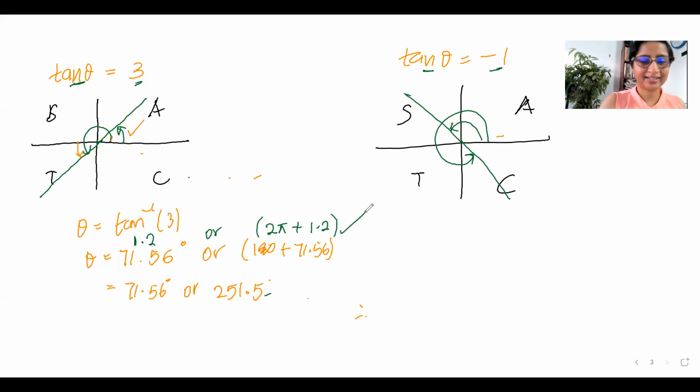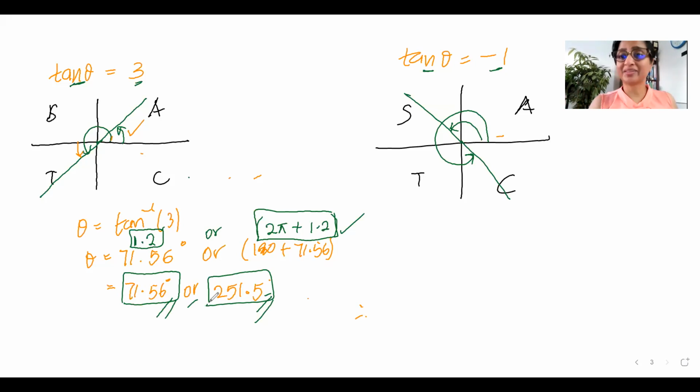Okay, right? Is that clear? So this is in radians, 1.2 radians, or pi plus 1.2 radians, or this is in degrees. Okay, the 2 answers. We are not done. We have another branch to do. So in this branch, what's happening here?